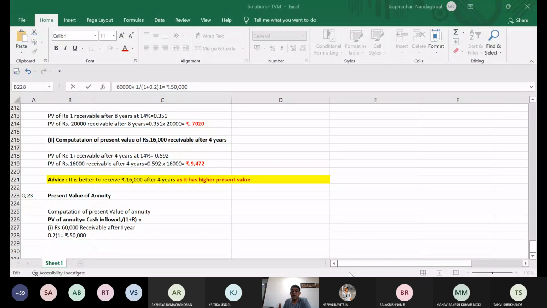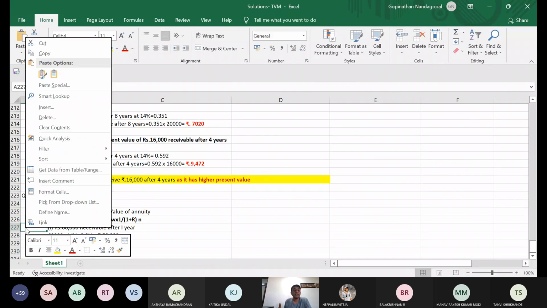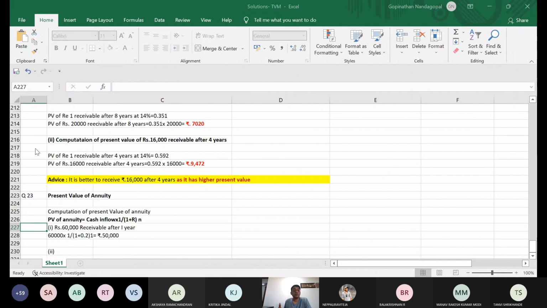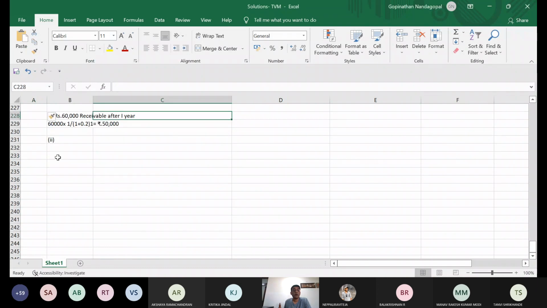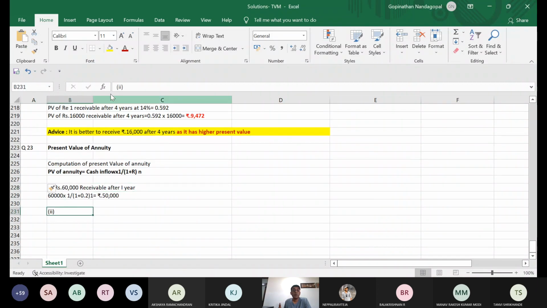So we'll go back to this. You'll get 50,000. Good. Now, the second case: rupees 60,000. This you have to do only individually. You may ask, sir, why are you doing it separately? But this has to be done individually, for every year. That is the thing that makes the difference in the annuity.